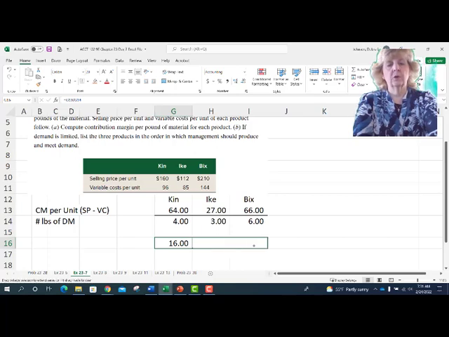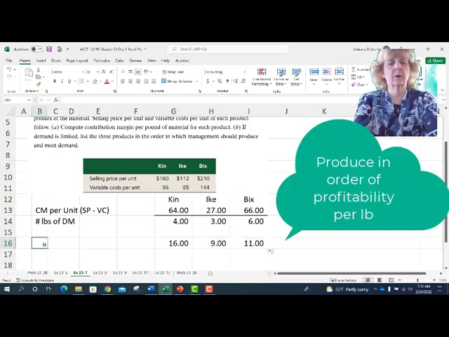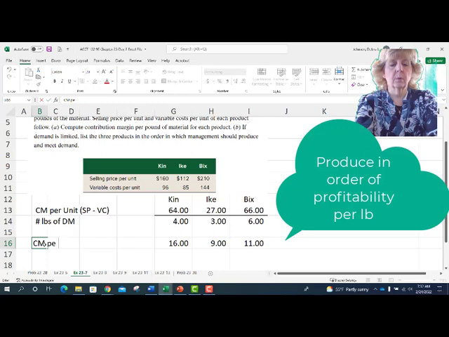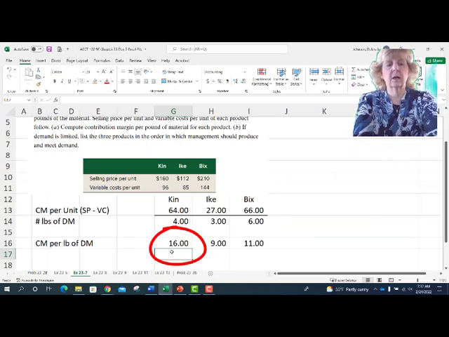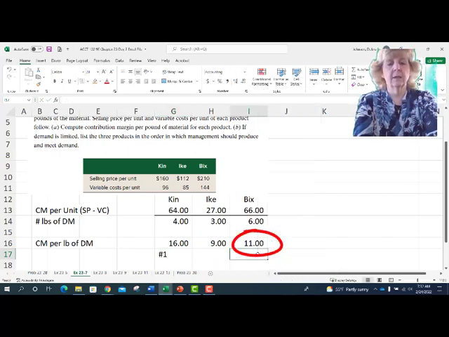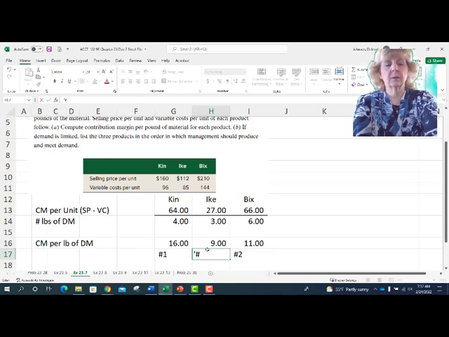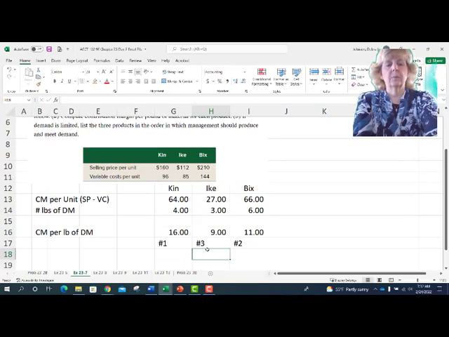And our goal will be to create or manufacture these products in a certain preference order. Let me label this contribution margin per pound of direct material. And we would make as many of these as we could first because it has the highest contribution margin. So that would be number 1. Then we would make as many of these as we could because that has the second highest contribution margin. And any materials we had left over, we would produce that middle product, the Ike. And that's a very easy example of a sales mix problem. On to the next one.